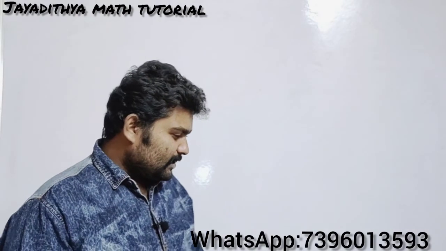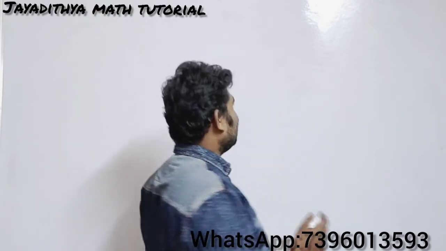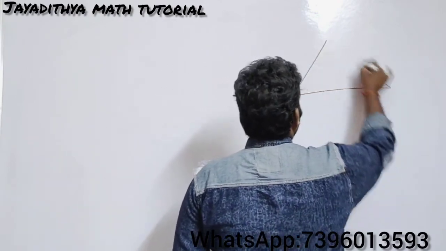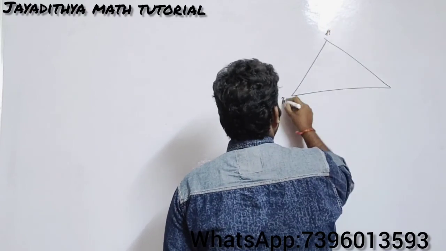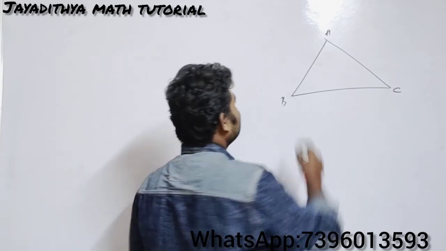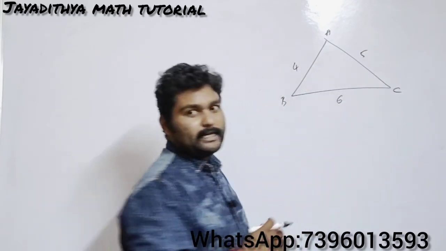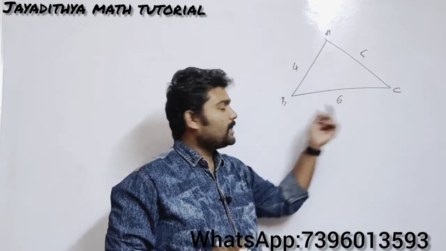The next problem is: construct a triangle of sides 4, 5, 6 centimeters and construct a triangle similar to it whose sides are 2 by 3 of the corresponding sides of the first triangle. So see here, they have given some dimensions for the triangle. Let us take this as ABC, and the dimensions given as 4, 5, 6. Clear? So this is 4 centimeters, that is 5 centimeters, and this is 6 centimeters.